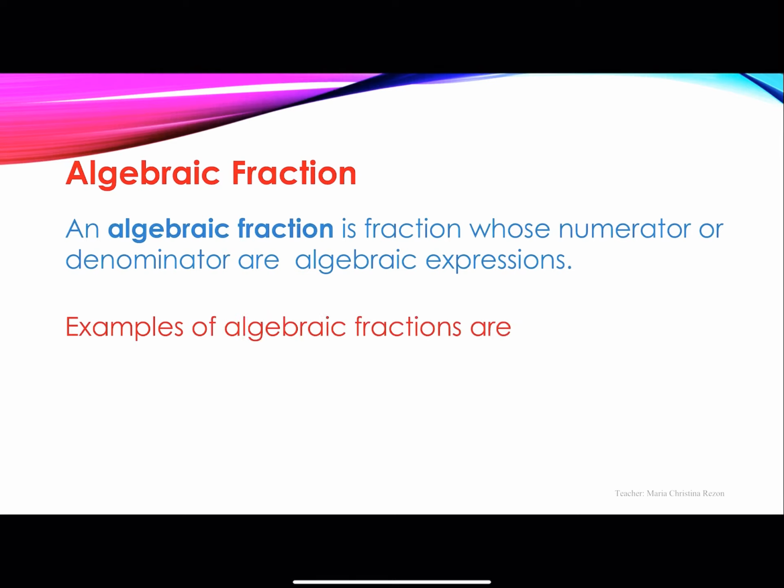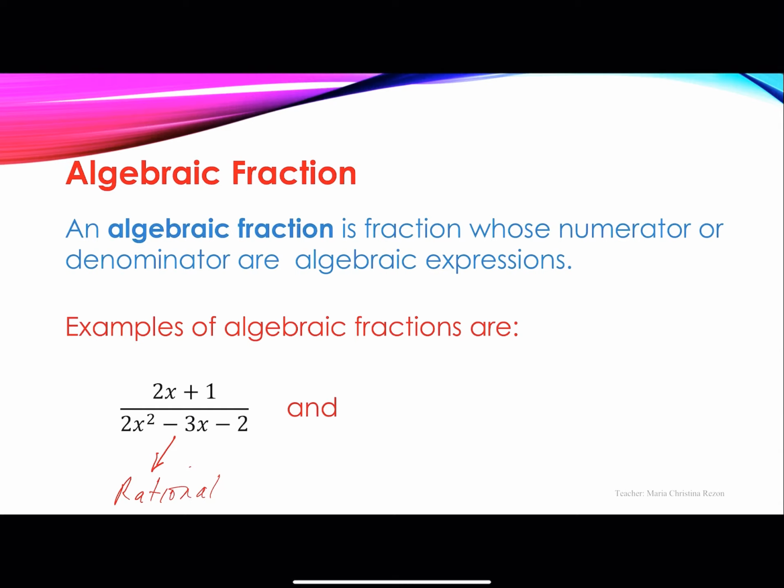You have (2x + 1) all over 2x squared minus 3x minus 2. If you notice, our numerator is a polynomial. Our denominator is also a polynomial. So if you have a polynomial numerator and denominator, then this type of algebraic fraction is a rational algebraic fraction.